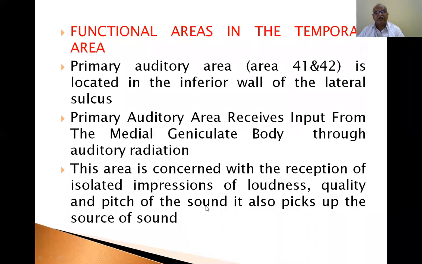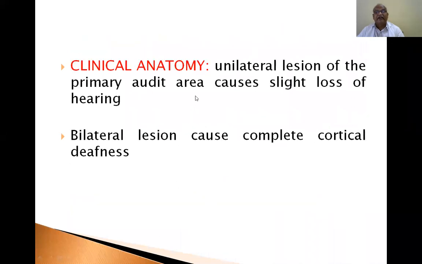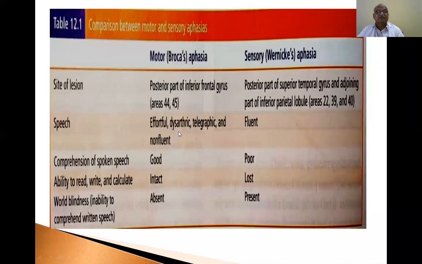It also picks up the source of sound. Clinical anatomy: unilateral lesion of the primary auditory area causes slight loss of hearing. Bilateral lesion causes complete cortical deafness. Motor aphasia and sensory aphasia: a table taken from the textbook, you can go through it.